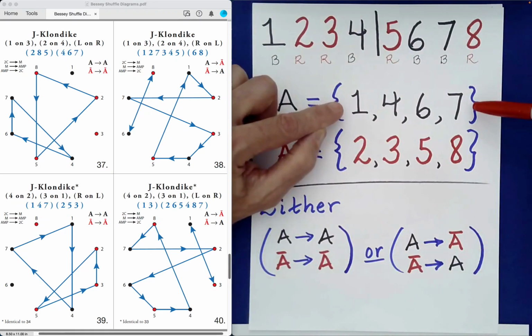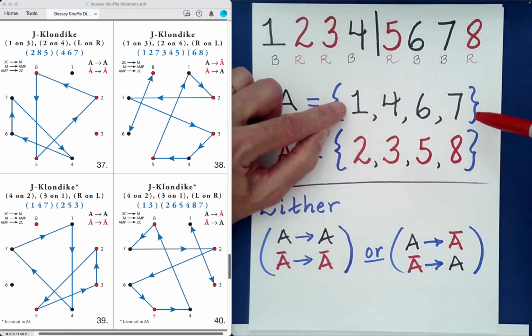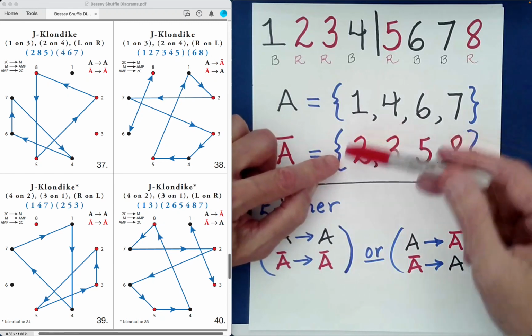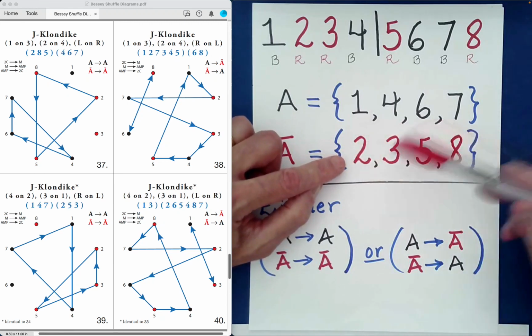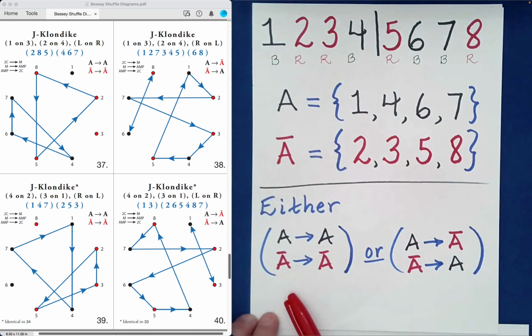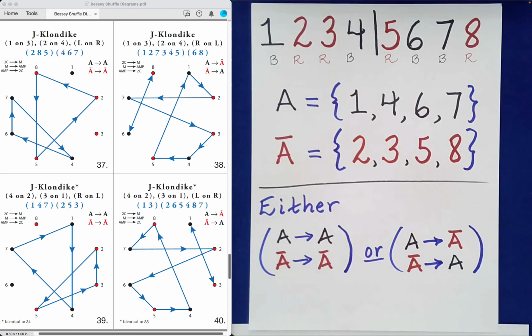So all of the cards that began in positions 1, 4, 6, 7 stay within those positions 1, 4, 6, 7. The same thing for the cards that originally began in positions 2, 3, 5, 8. They get returned somewhere to these position values 2, 3, 5, 8. So we're looking at this scenario here. Preservation of the Bessey sequence.